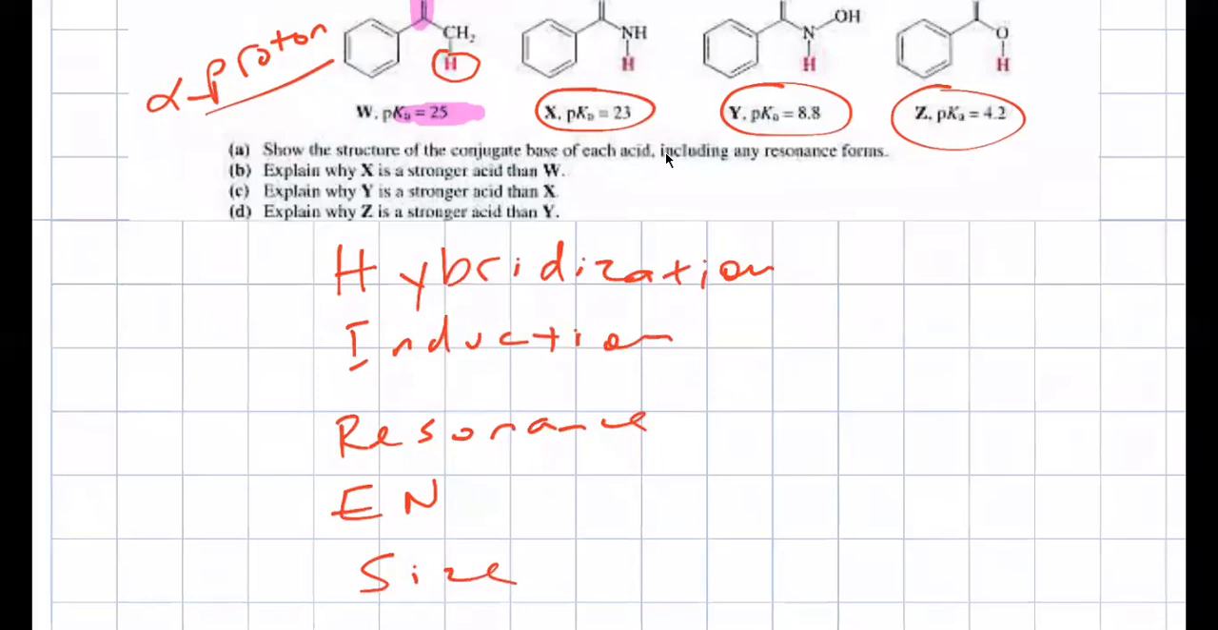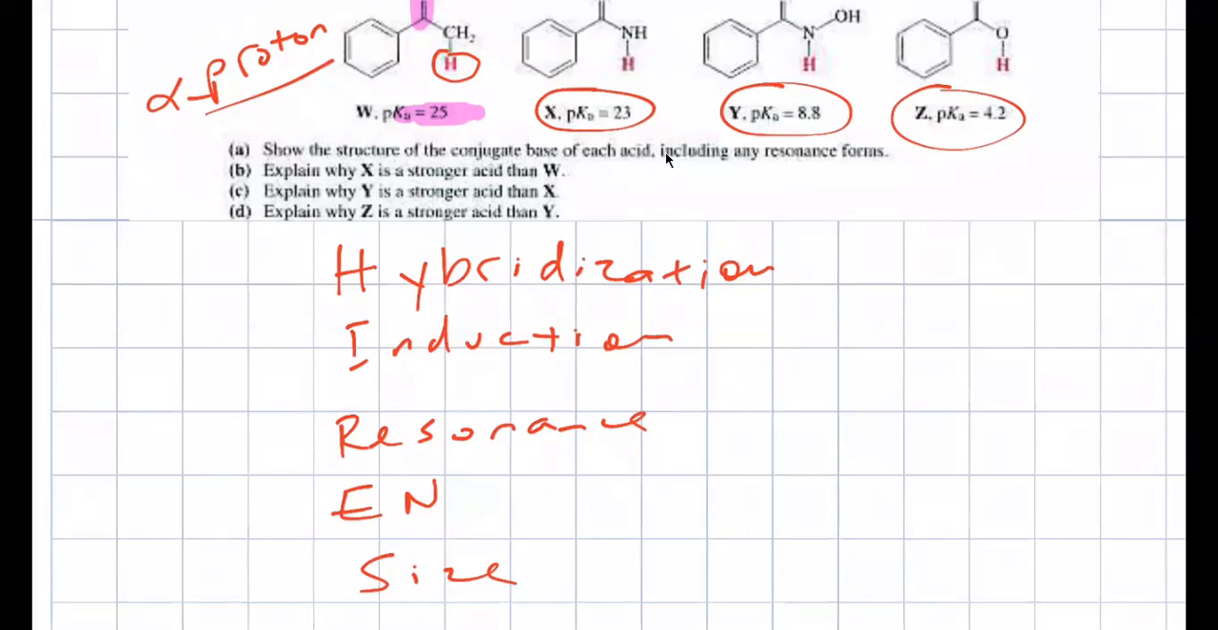And that's what you're going to compare when you look at the conjugate bases of any two acids, trying to figure out why one is more or less acidic than the other. All right. So we're going to start out with X and W. That's A, right? First, it says show the structure of the conjugate base. Let me drill this into you and make it as plain as possible.